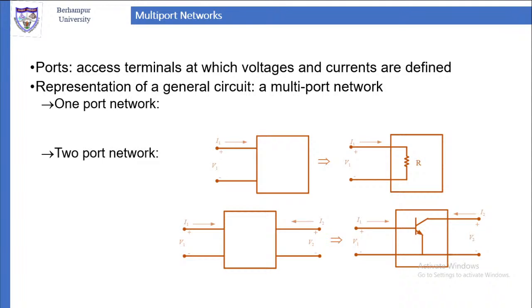And then consider a two-port network. This is another example. In this example, you can see two ports. In the first port, from the left side, we have voltage V1 and current I1 entering the network. Similarly, across the second port we have voltage V2. Current I2 is entering the network from the second port. That also you can say that current minus I2 is leaving the network. That is how you can say.